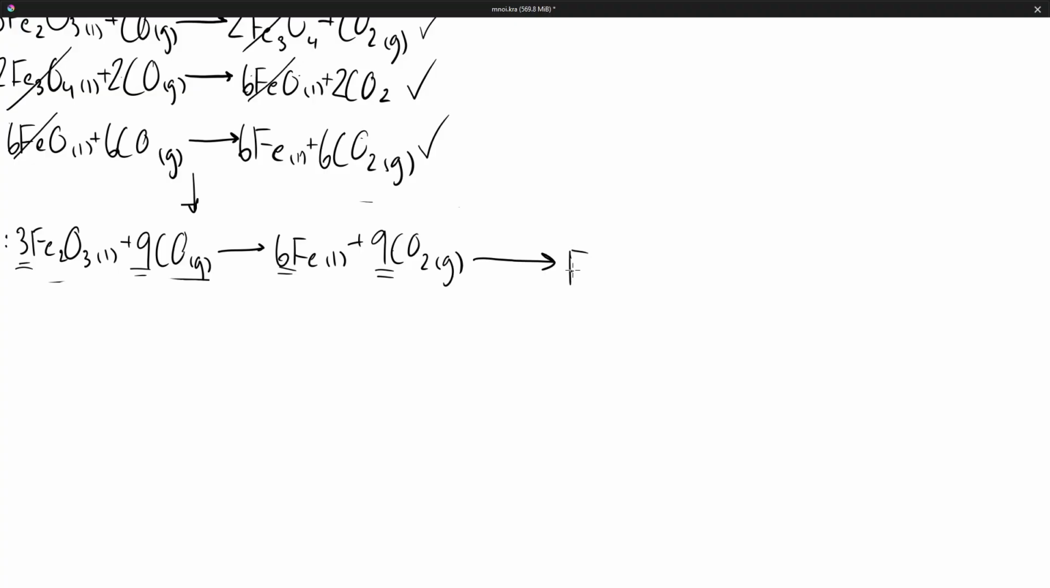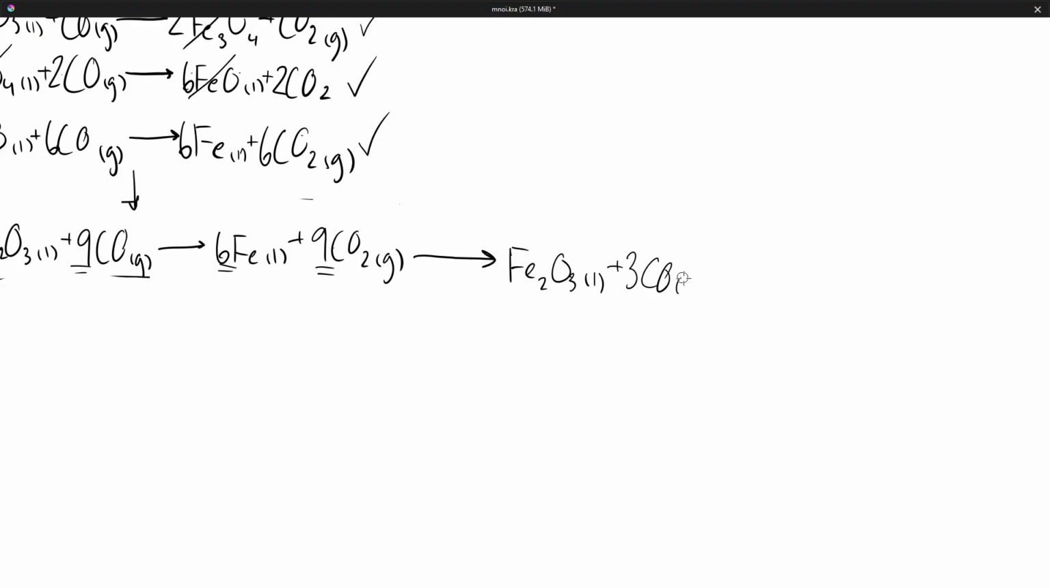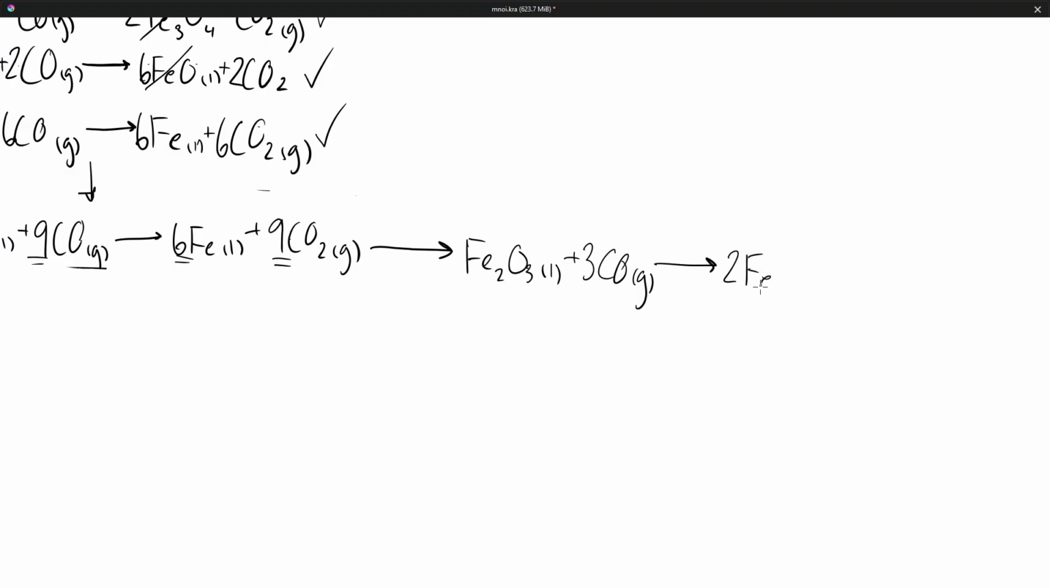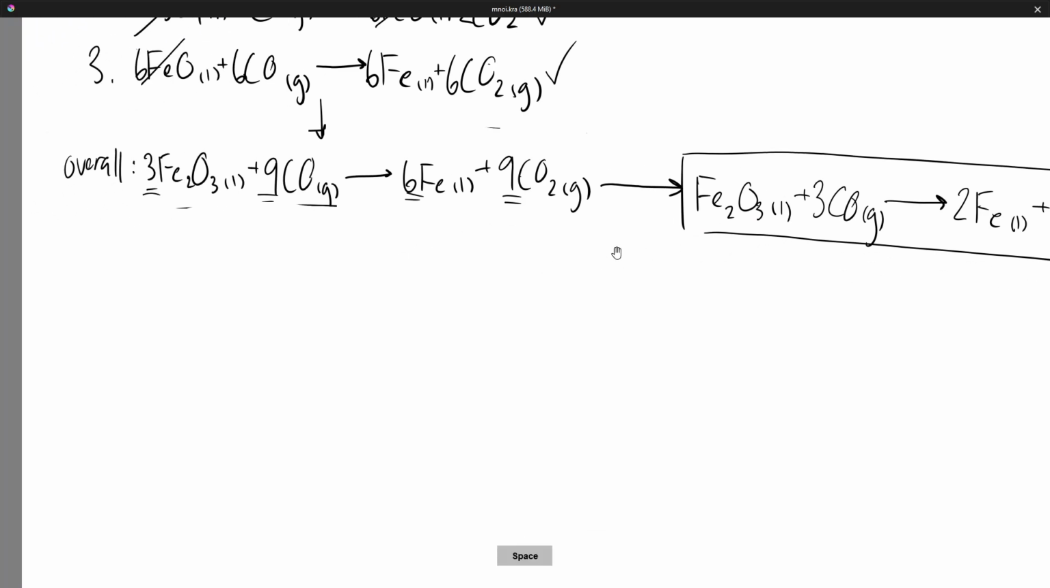So it's just 1 mole of ferric oxide or iron(III) oxide, same thing. And now instead of 9 moles of carbon monoxide, it's 3. And that makes just 2 moles of iron and 3 moles of carbon dioxide. Yep, now you're done with this. And this is what you use for the next step, B.